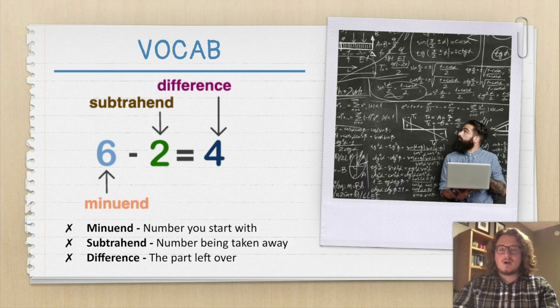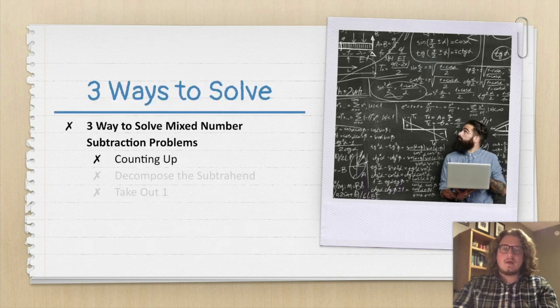Our large number, our minuend, is the number that we start with. The subtrahend is the number being taken away, and the difference is the part left over. Sometimes we call that our answer, right? Now that we've done our practice and reviewed our vocabulary, let's learn our 3 ways to solve mixed number subtraction problems. Our first one is counting up.